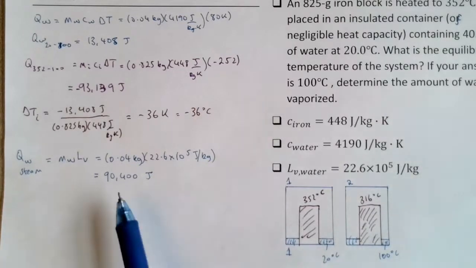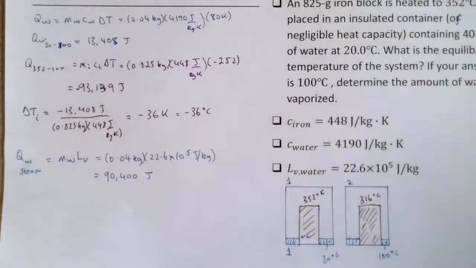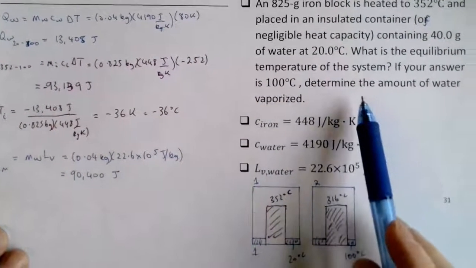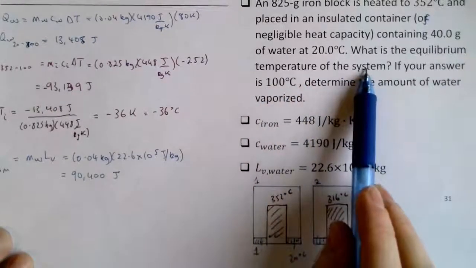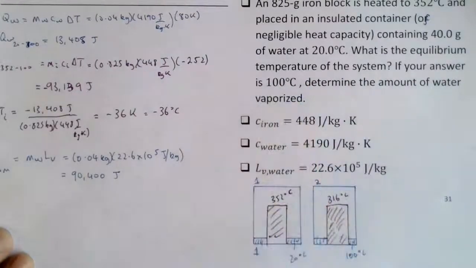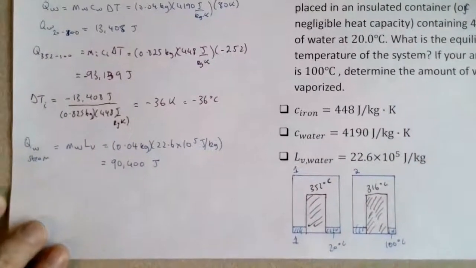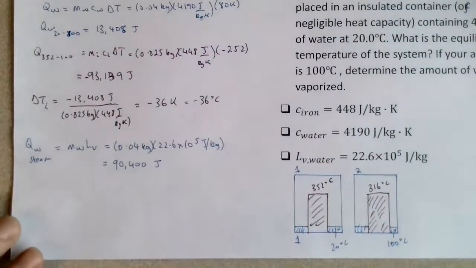But we're going to get pretty close to converting almost all of the 40 grams, but not all of it. There will be some liquid water remaining at 100. There will be some steam at 100, and the iron block will be at 100. So if we've answered the first question, we did the equilibrium temperature of the system is 100 degrees, and if your answer is 100, determine the amount of water vaporized. That's our final process. So now we know that the final state's 100.